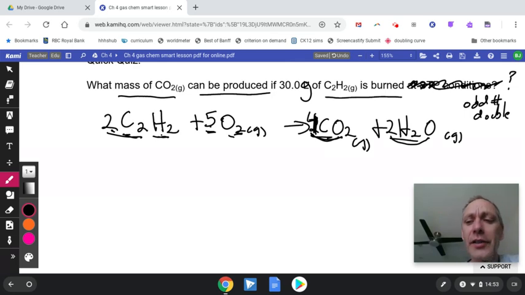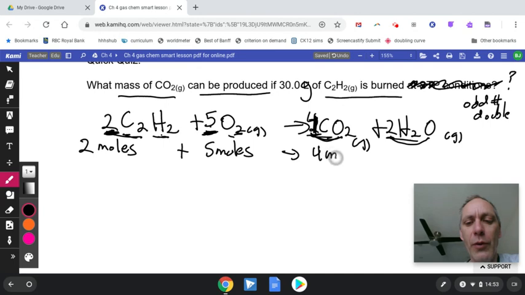What next? Now we're going to be doing stoichiometry. You need a balanced equation because we need these molar ratios or these coefficients. This is how we convert one amount of chemical into another. Remember that 2 moles of C2H2 reacts with 5 moles of oxygen to produce 4 moles of CO2. So these are called the molar coefficients. 2 moles reacts with 5 moles to make 4 moles and 2 moles.